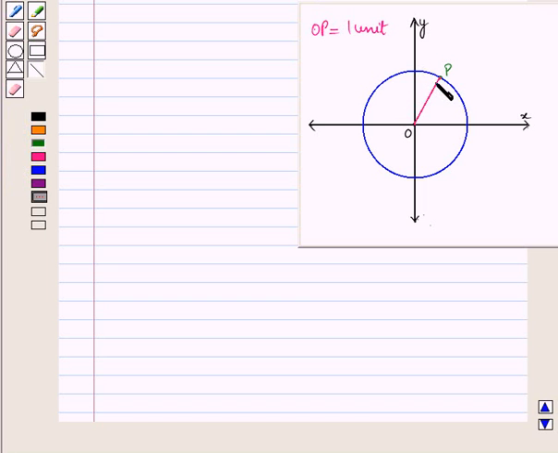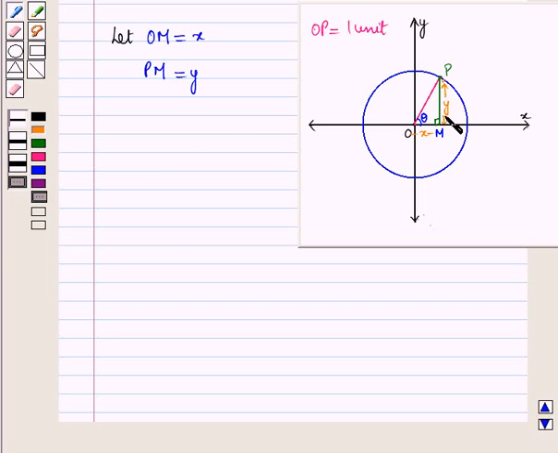And now from the point P, we will draw a perpendicular on x-axis such that triangle OPM is a right angle triangle and angle POM is equal to theta. Now let OM be equal to X and MP or PM be equal to Y. Then coordinates of the point P are given by the ordered pair XY.